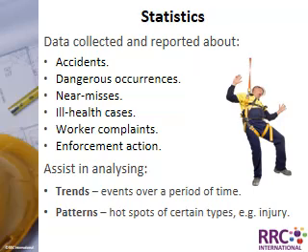This data can then be analyzed to see if there are any trends, which consist of an increase or decrease in the number of certain types of event over a period of time, and patterns, the collection or hotspot of a certain type of event. This analysis usually involves converting the raw data into an accident rate so that more meaningful comparisons can be made.